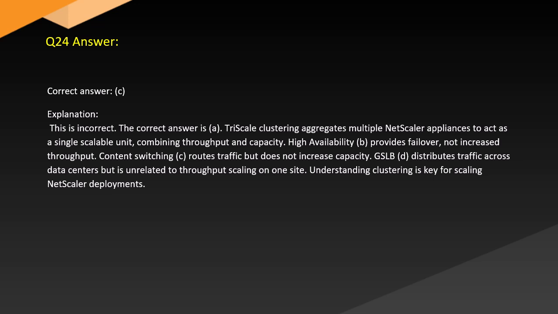Answer. Correct answer. C. Explanation. This is incorrect. The correct answer is A. Trisca clustering aggregates multiple NetScaler appliances to act as a single scalable unit, combining throughput and capacity. High availability, B, provides failover, not increased throughput. Content switching, C, routes traffic but does not increase capacity. GSLB, D, distributes traffic across data centers but is unrelated to throughput scaling on one site. Understanding clustering is key for scaling NetScaler deployments.